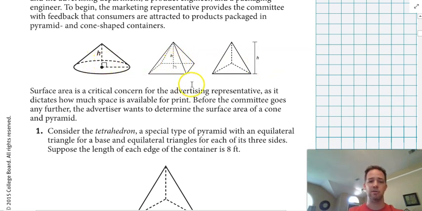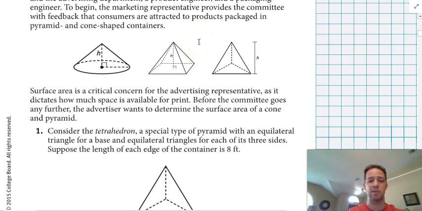So hopefully you already recognize what prisms were. Prisms have two bases and all of the lateral surfaces are rectangles or parallelograms. Pyramids only have one base. It doesn't necessarily have to be at the bottom, but it has one base shape, and then all of the other lateral surfaces are triangles.